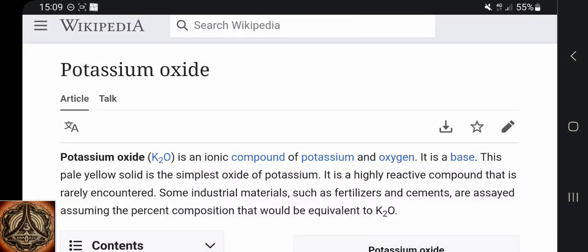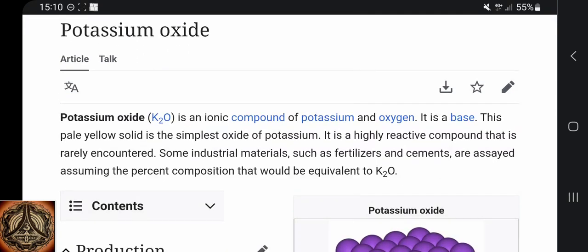Howdy. We will start off this video with a quick read about potassium oxide. And hopefully I can explain to you why, in some time, this potassium oxide is something very interesting.